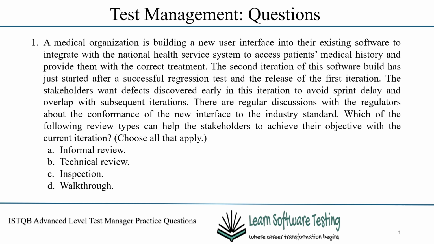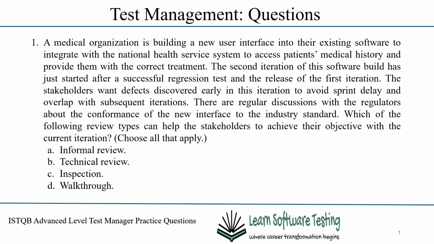So the very first question is, a medical organization is building a new user interface into their existing software to integrate with the National Health Service system to access patients' medical history and provide them with the correct treatment. The second iteration of the software build has just started after a successful regression test and the release of the first iteration. The stakeholders want defects discovered early in this iteration to avoid sprint delay and overlap with subsequent iterations.